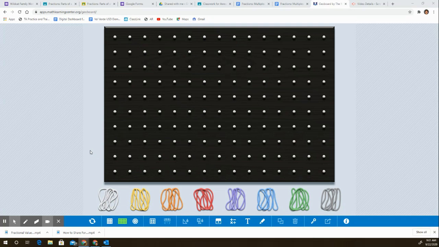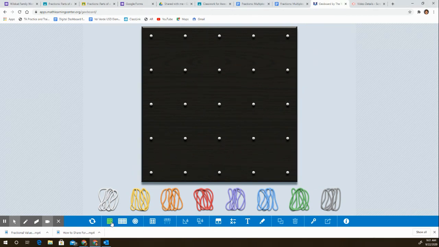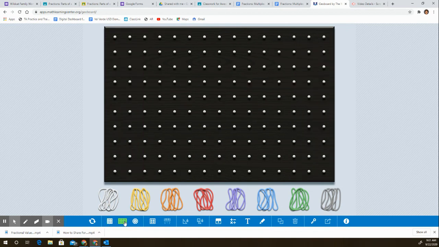Hello, super fifth graders. This is another of the videos about fractions that we're talking about. And in this one, we're using the Geo board still. If you remember, I can make a smaller board or a larger board by using this tool ribbon at the bottom. And I'm going to use the larger board now.